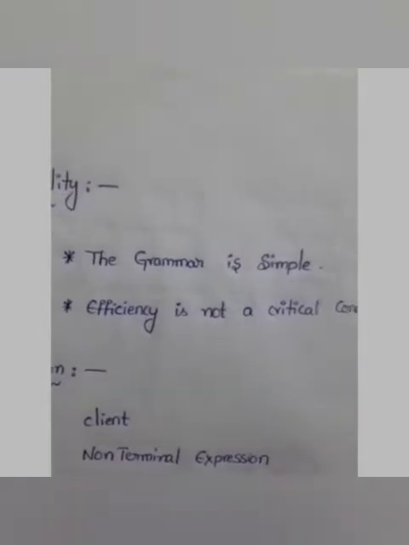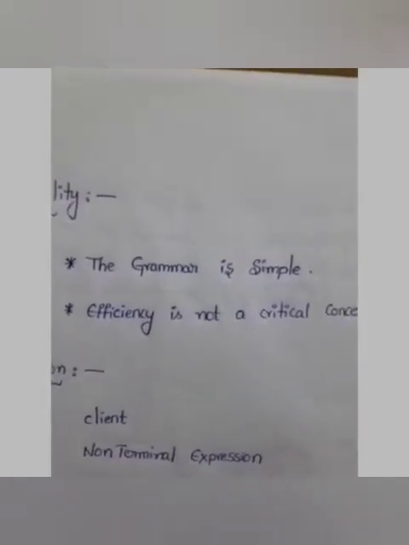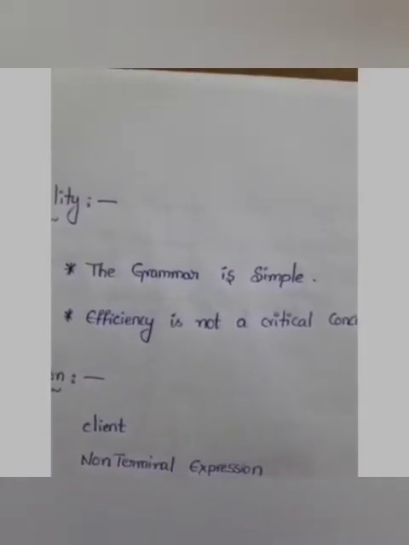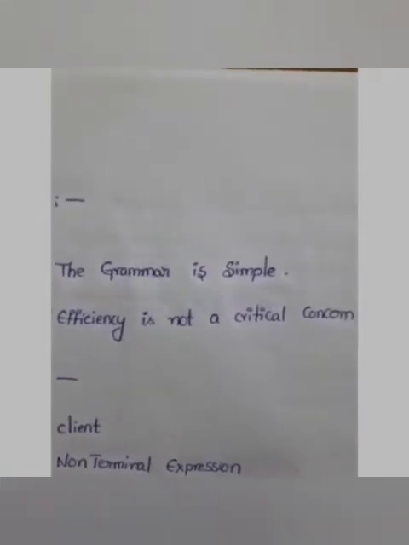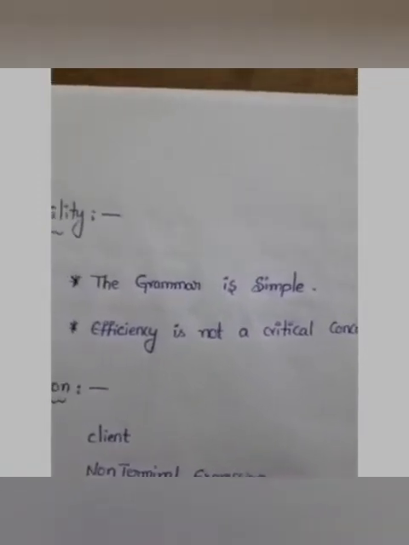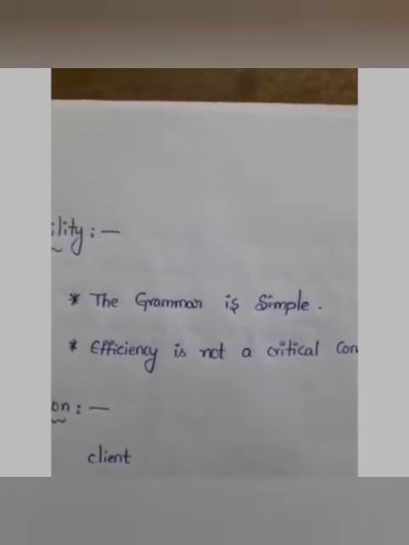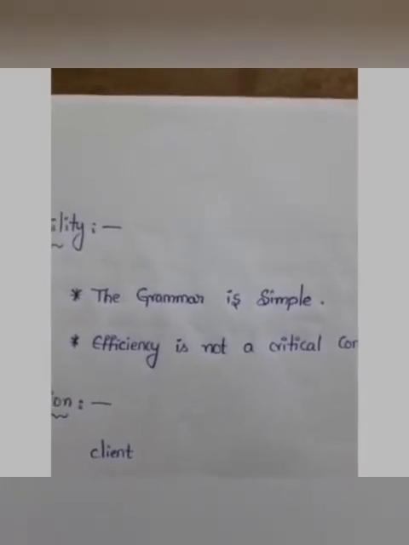So we say there are mainly two applicabilities of the interpreter pattern. The first one is the grammar is simple, and the next one is efficiency is not a critical concern. So let's go with the next template, that is the structure.